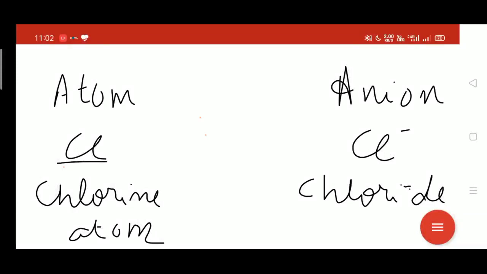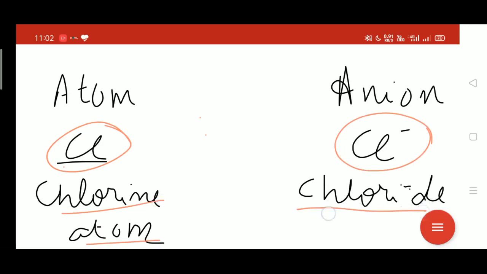Also for chlorine, in atomic form the symbol is Cl, whereas in anionic form the symbol is Cl-1. And the names also change. The name changes from chlorine to chloride. But in case of cations, the name remains the same. Only the word ion is added after the name, for example, sodium ion. But in case of anions, the name changes. That means the ending becomes -ide, from chlorine to chloride.